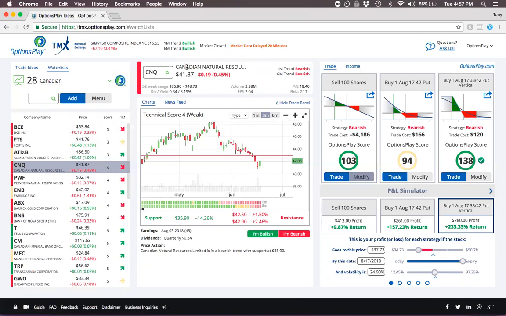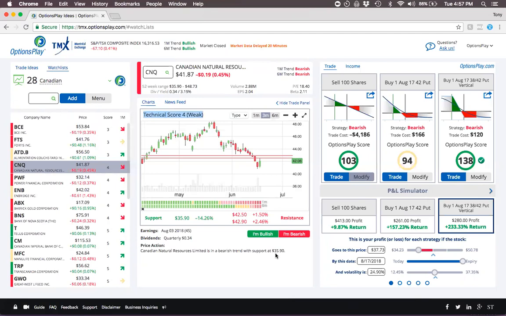Just to give you a quick recap, use the 1 month and 6 month trend in conjunction with the technical score to quickly get a snapshot of what's currently going on in the stock, a very quick view into whether the stock is in a bullish or bearish phase.